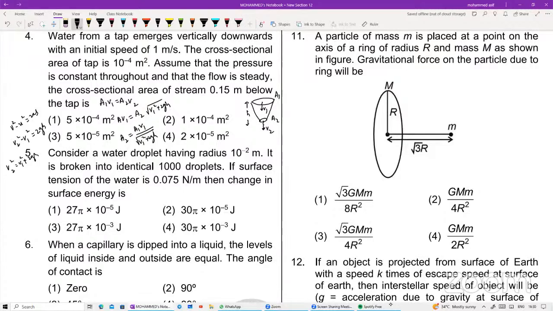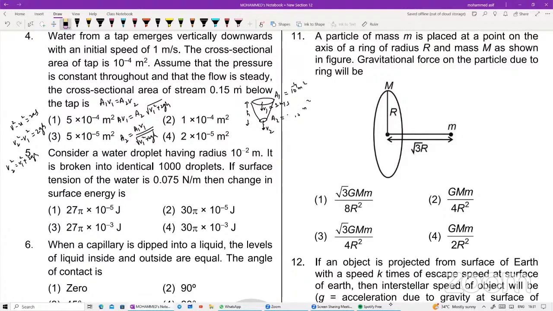Everything is given in the problem. How much is A1 given, beta? Vertically down. A1 is given as 10 to the power of minus 4 meters square. V1 is given as 1 meter per second. Assuming that the pressure is constant throughout and the flow is steady, the cross-sectional area of the stream, that is A2, is what we need to find. The h value is given, 0.15 meter below the tap. So we need to get this h as given in the problem.